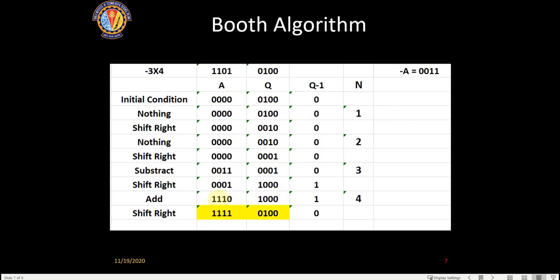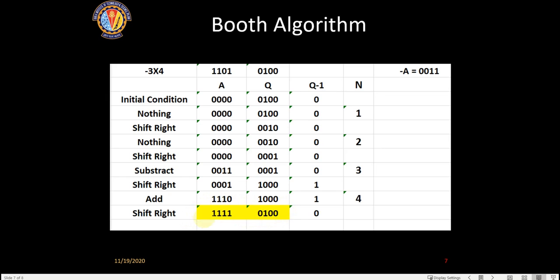If you add both of them, you are going to get 1 1 0. Again I am going to shift it right. So now, shift right means I am getting a 1 here. So this is going to be 1. I am going to put a 1 here, right. So I get this answer.